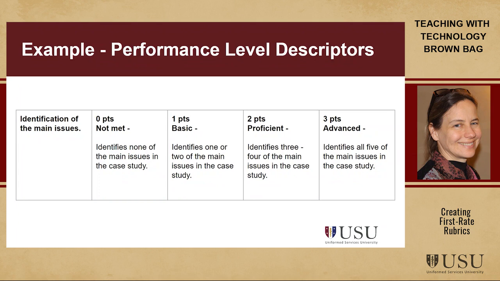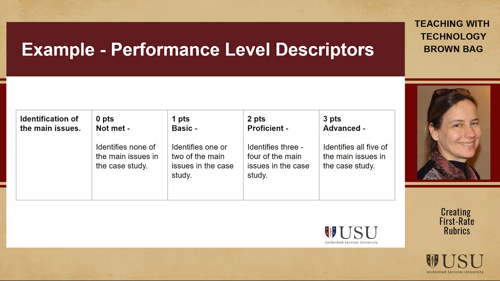Back to the paper example, the student is being asked to identify the main issues. If they have identified none of these main issues in a case study, for instance, they get 0 and are rated as not met. If they identify 1 or 2, they get 1 point and are rated basic. If they identify 3 or 4, they get rated proficient and get 2 points. And if they get all 5 of the main issues, they get 3 points and are advanced. So not met is the default in Canvas, and that's why it's here.